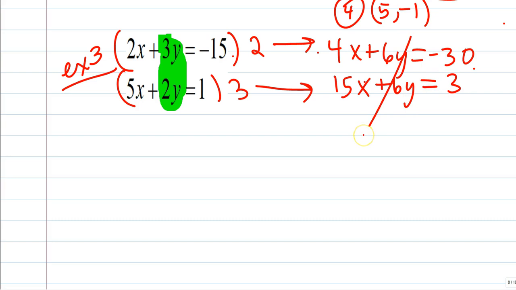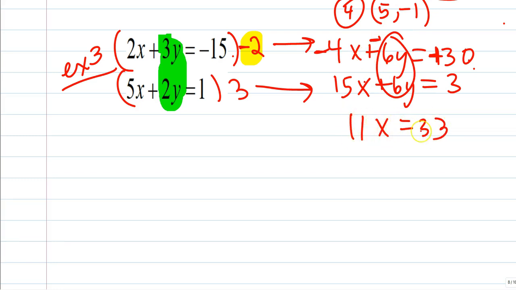And then they just cross these out, and that makes me really sad, because 6 plus 6 is not 0. We forgot that not only do they have to be the same number, but they need to be opposite, which means one of these needs to be negative. So what if we made that 2 a -2? Well, then this would have been a -4x, a -6y, and a +30. What does that do? Well, now our y's are opposite, so they cancel. And this leaves us with 11x equals 33.